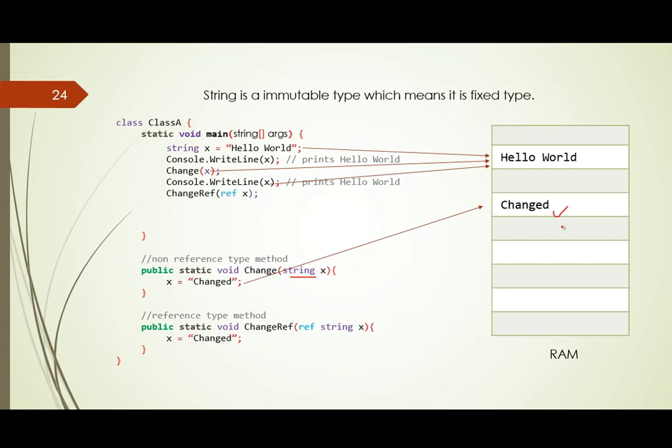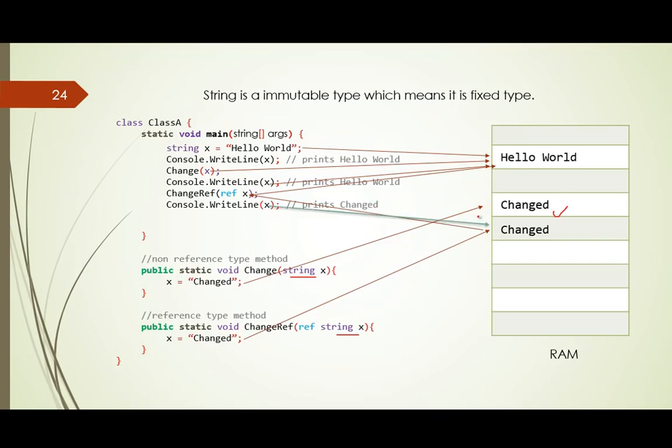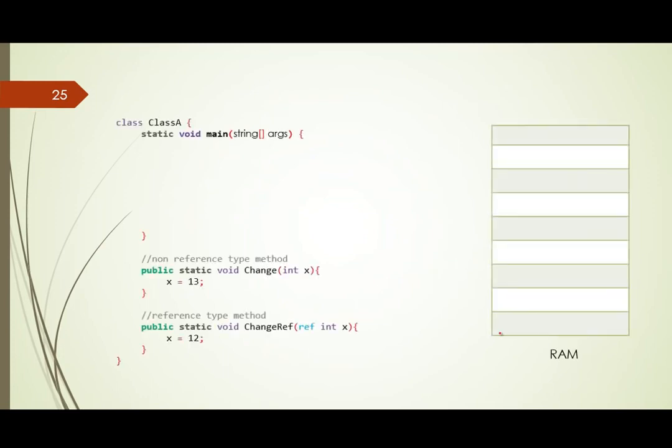So when you pass it as reference, what does it do? It also passes the memory location to your function reference string, but this time when it changed X, it also creates a new memory location, creates a string changed in a new memory location, and when you get out of the function, it gives the reference of the location to your X. So whenever you print it, you'll get the same result as changed. That's it. So what happens when we have primitive types?